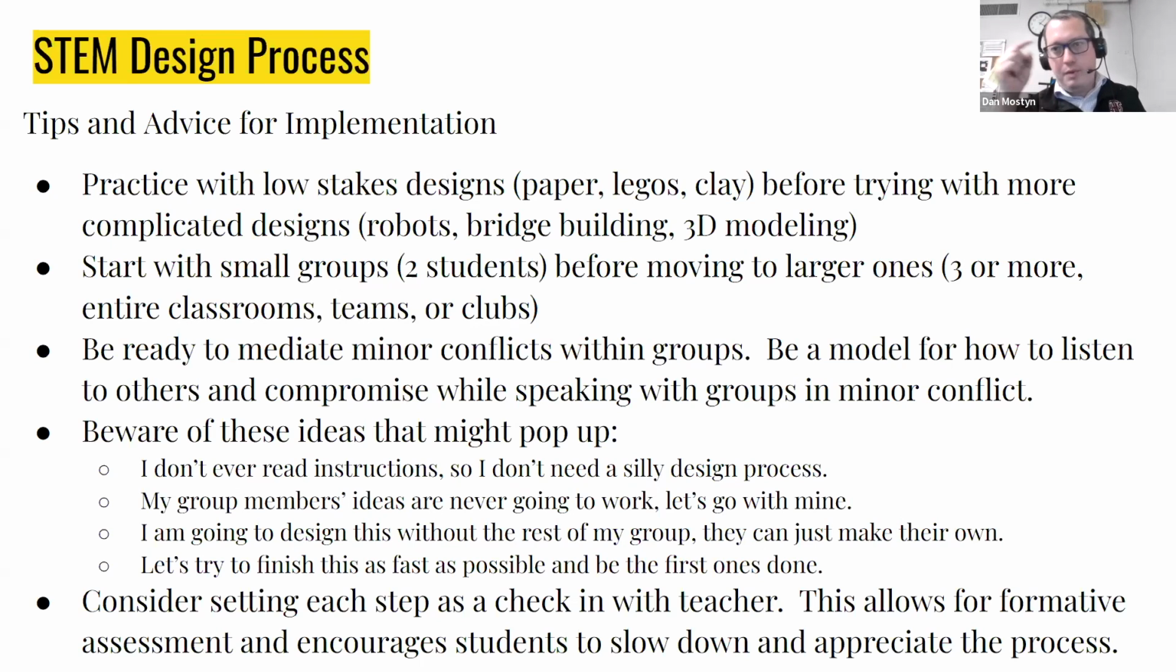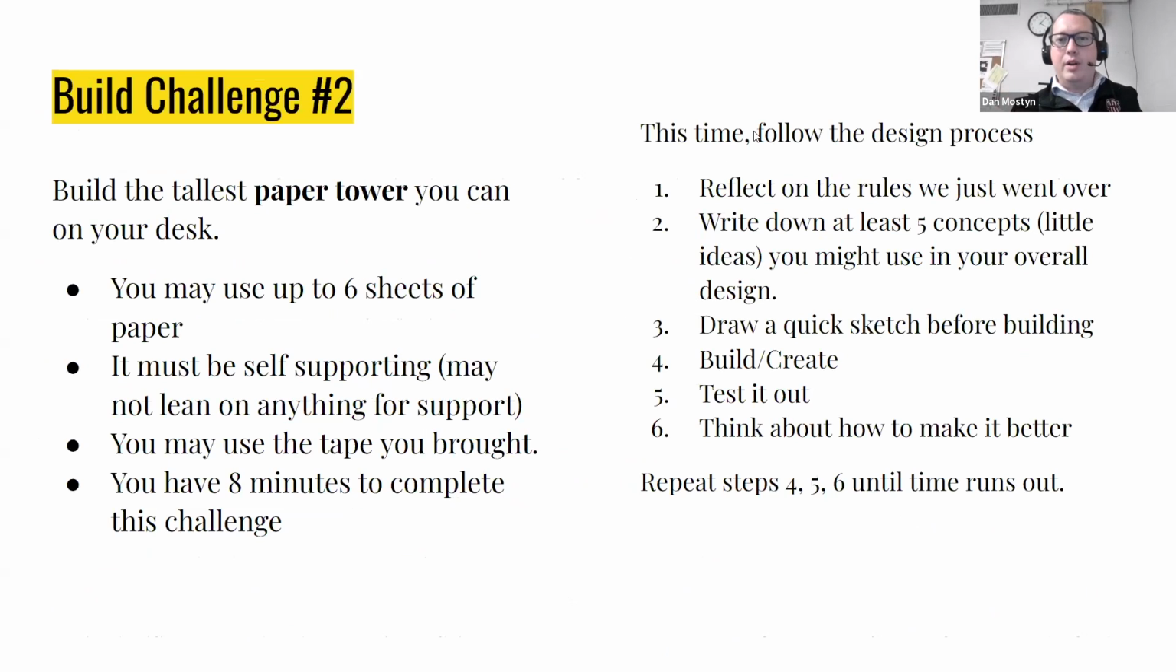Last time when we did the paper diving board, we didn't actually use the design process. This time we're going to use the design process, and it's going to take a little longer, and that's okay. All right. So here's what we're going to do. We're going to try to build a paper tower this time. You may use up to 6 sheets of paper, and it must be self-supporting. So it's got to support itself. You can use tape anywhere on the design, but it can't lean into anything.